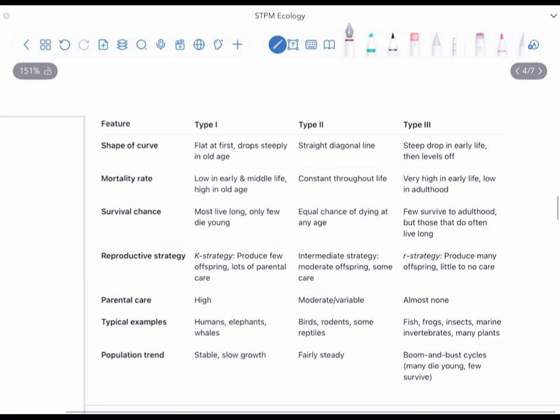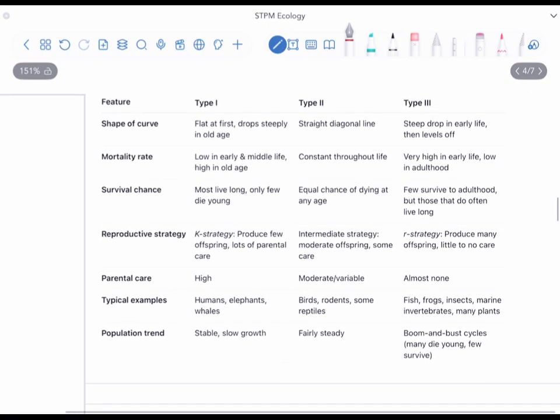Next, this is the comparison table between type 1, type 2, and type 3 survivorship. It basically gives you the summarized points, so you can read it by yourself.